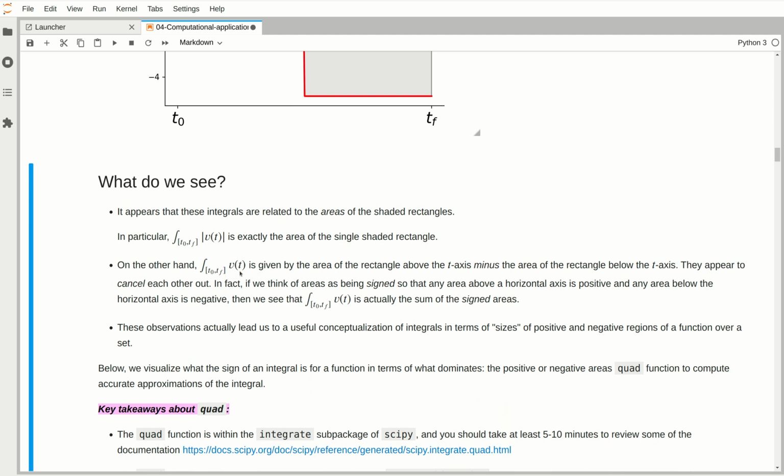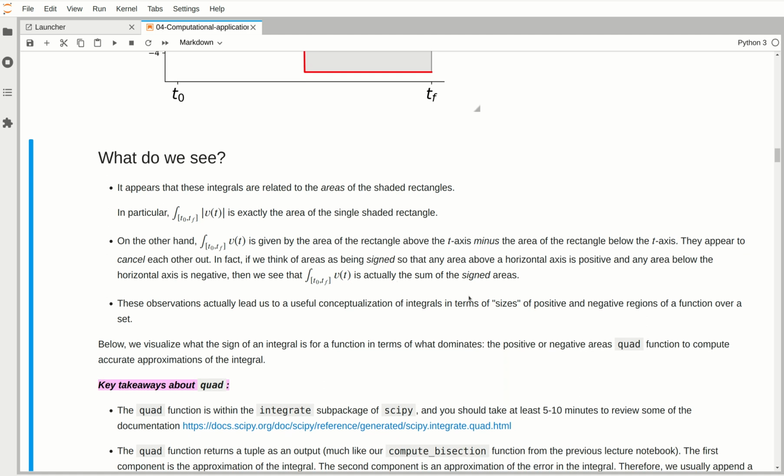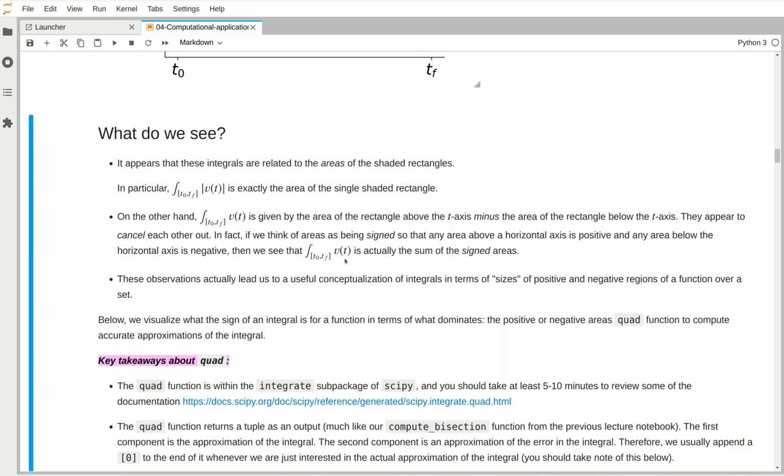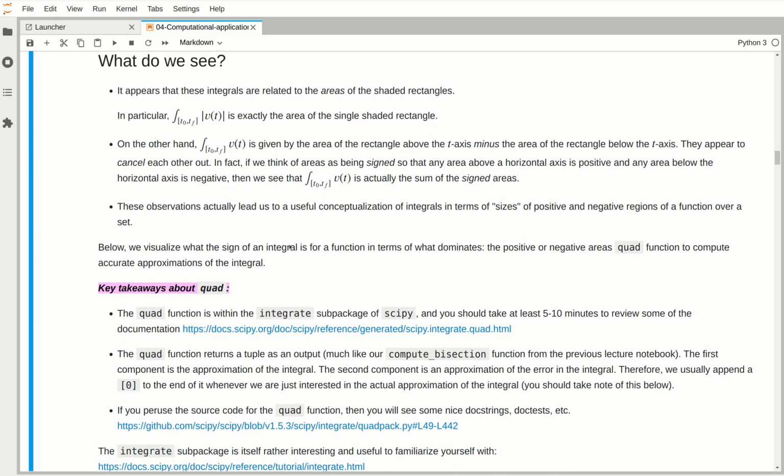On the other hand, the integral of v of t is given by the area of the rectangle above the t-axis. I think I said x-axis, I'm sorry, t-axis because it's time, minus the area of the rectangle below the t-axis. They appear to cancel each other out. So we think of the areas as being signed, so that any area above a horizontal axis is positive and any area below the horizontal axis is negative. So the integral in general of a function is actually the sum of the signed areas. These observations lead us to the useful conceptualization of integrals in terms of sizes of positive and negative regions of a function over a set.